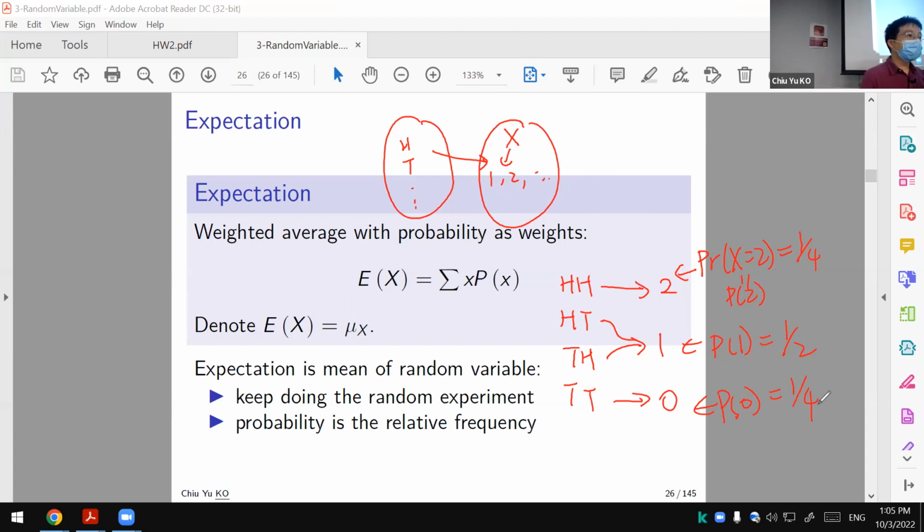Is that clear? Let me repeat the statement. Suppose you have 4 million of this random experiment. You have 1 million of 2, 2 million of 1, and 1 million of 0. And given this data, which is just numbers, you can calculate the mean, calculate the variance, and so on. Then what's the mean? The mean is exactly this number.